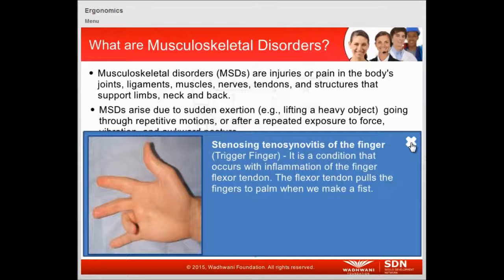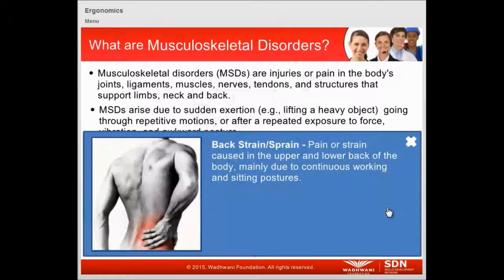Tenosynovitis of the finger, trigger finger. It is a condition that occurs with inflammation of the finger flexor tendon. The flexor tendon pulls the fingers to palm when we make a fist. Back strain or sprain. Pain or strain caused in the upper and lower back of the body, mainly due to continuous working and sitting postures.